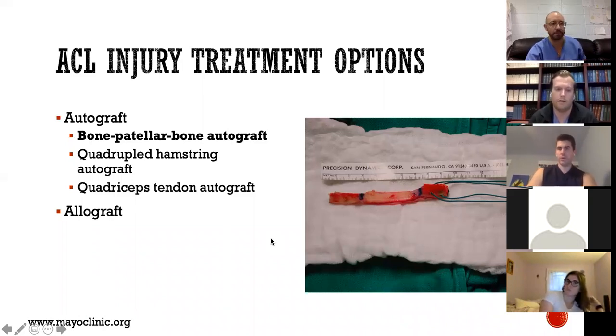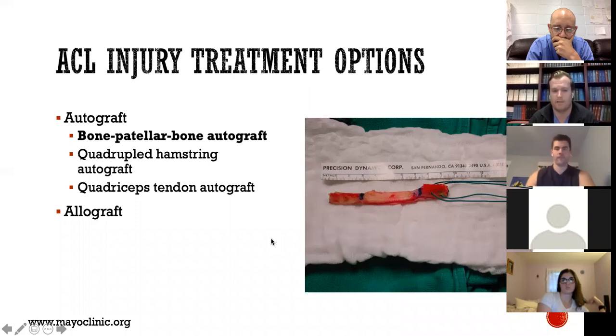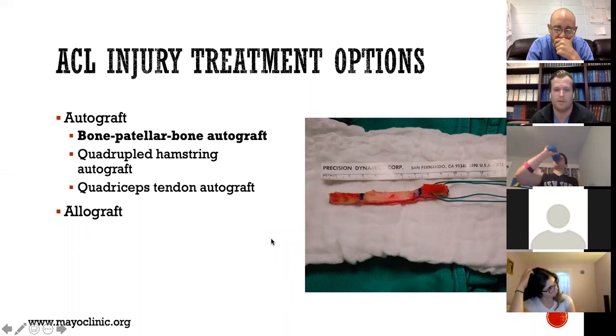One issue with the BTB autograft is it does cause anterior knee pain, and can also put the patient at risk for a patella fracture, both during the surgery as well as during initial stages of rehab, because you are taking off approximately a 10 millimeter portion of the patella. Generally, this has about the same strength as the native ACL, where in terms of force, the native ACL can withstand up to about 2,200 newtons of force, where bone patellar bone autograft is about 2,600.